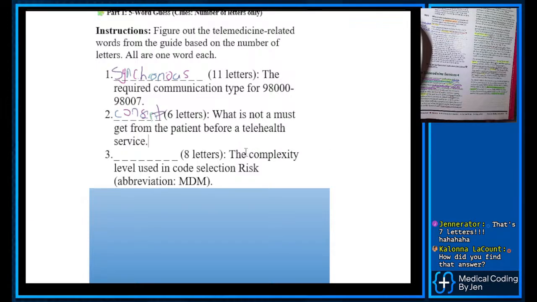The complexity of what? What is being complexed? What is it? And let me go back to the chat and see what I missed.